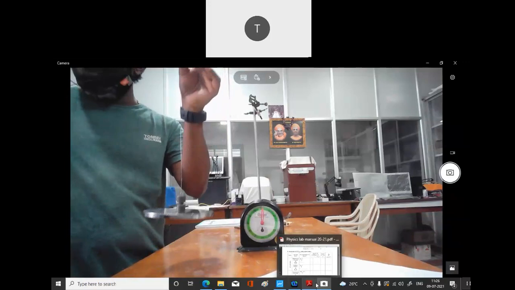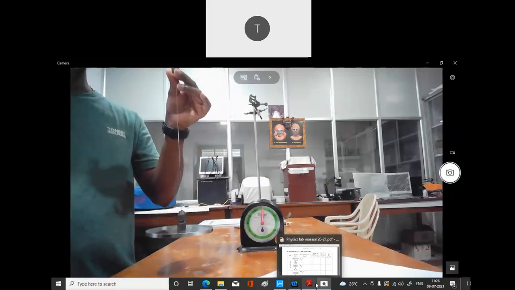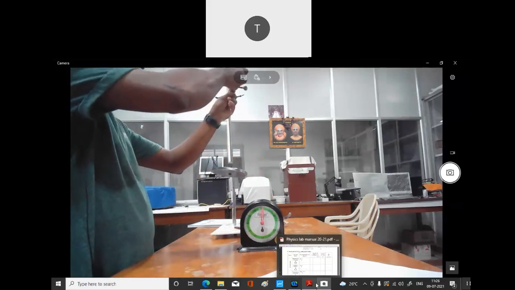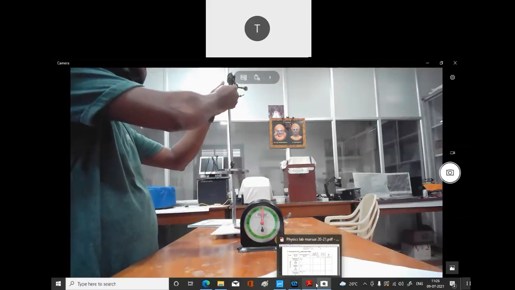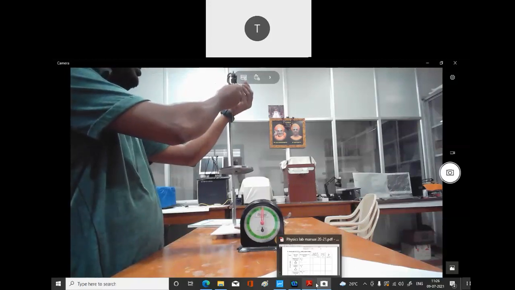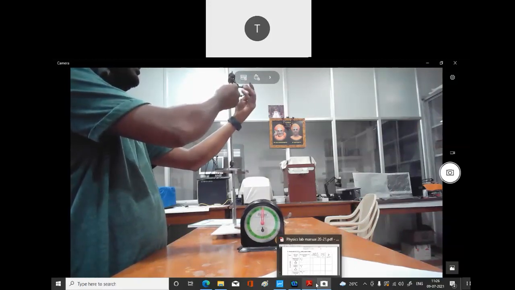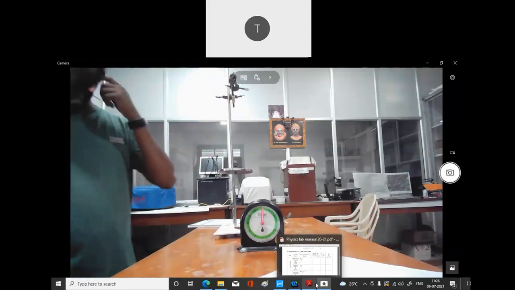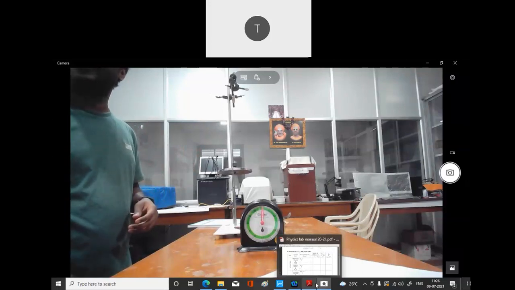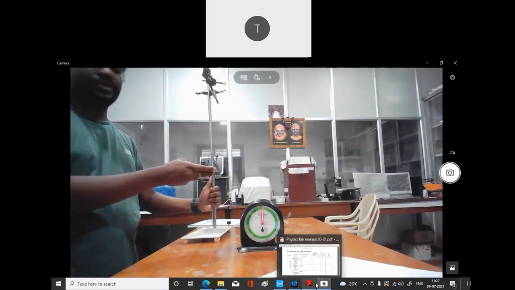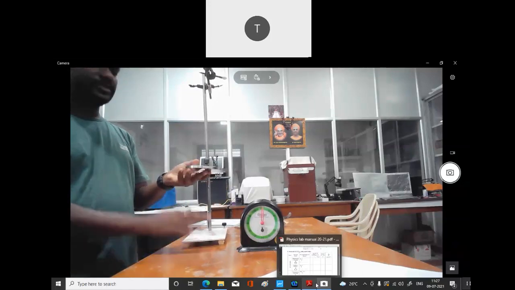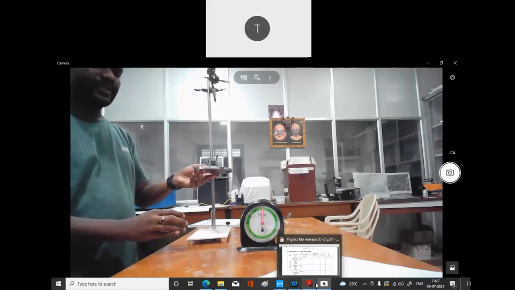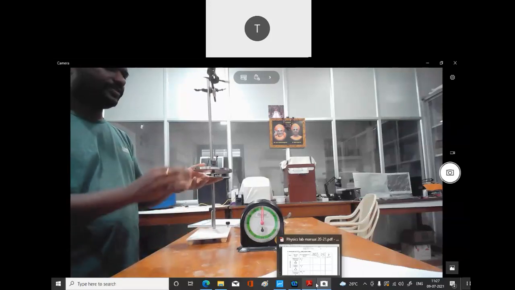Now you have to just suspend it. I hope you can hear. I'm going to fix it on this, using the other end. You just fix it like that. You should be very careful, because sometimes this may fall off. Don't keep your hand in between at the bottom, because if this slips, you may damage your hand.